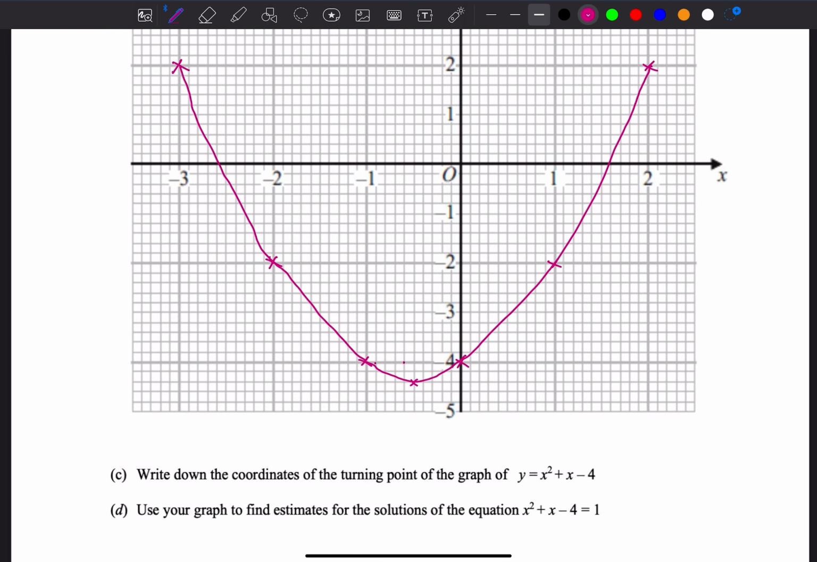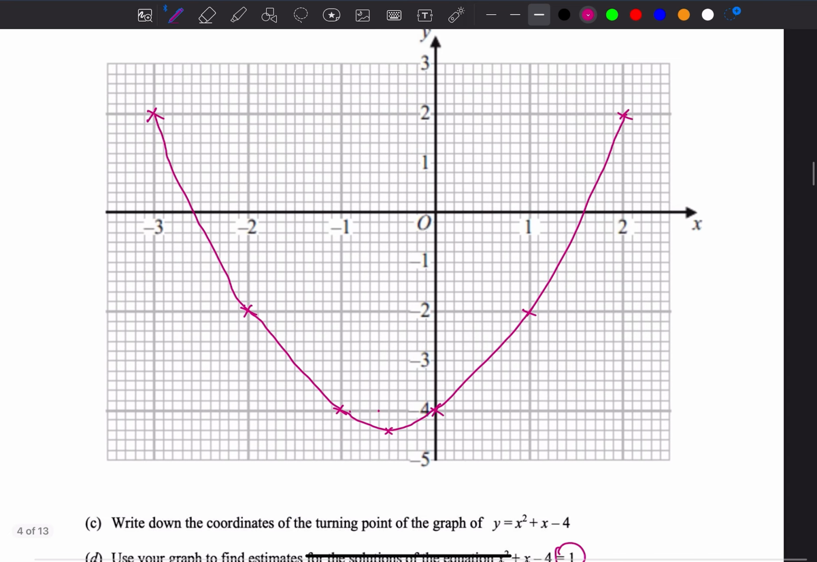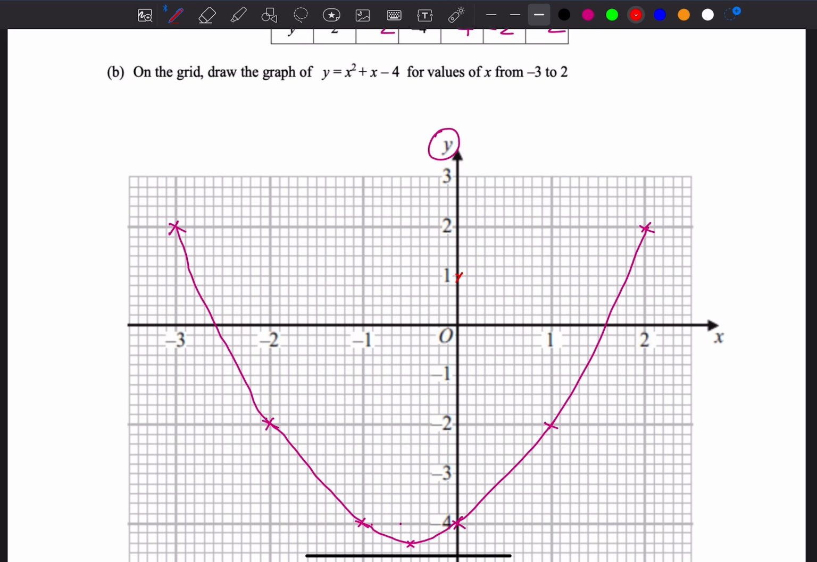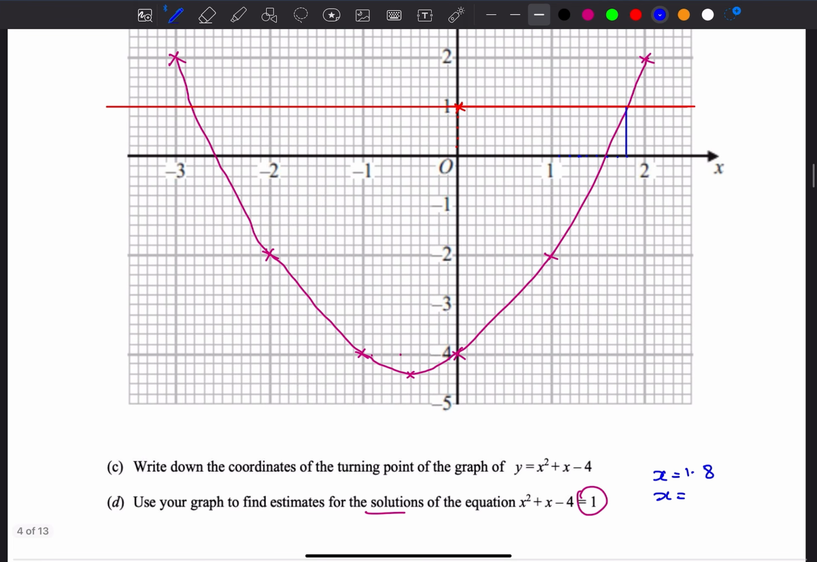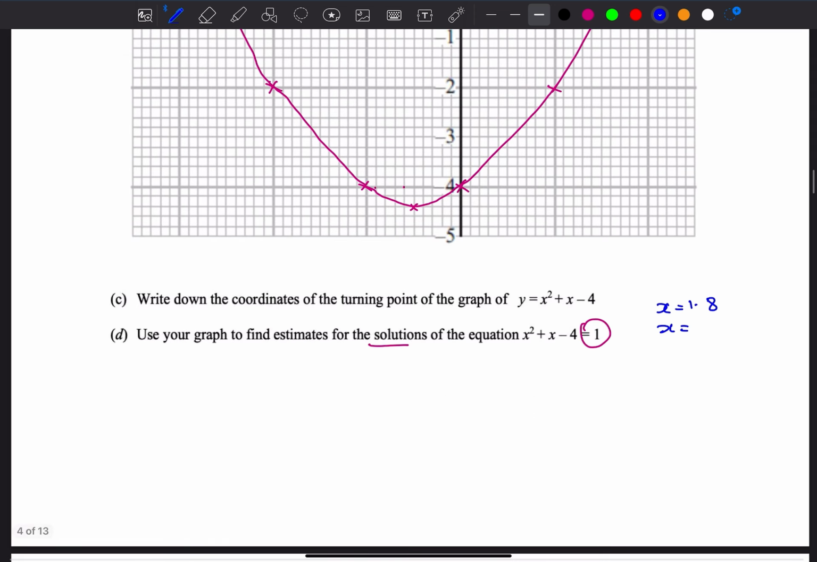That's wrong. Now the question is asking you to work out the estimate for the solutions when y equals 1. So you go to the y-axis. Where is 1? 1 is here. Draw a line there. Make sure you use a ruler properly. Then we can see where it is. What's that number? 1.8. And the other x value is minus 2.8. So you'll be okay with 1.7, 1.8, 1.9, minus 2.7, minus 2.8, minus 2.9. Any of those satisfy.